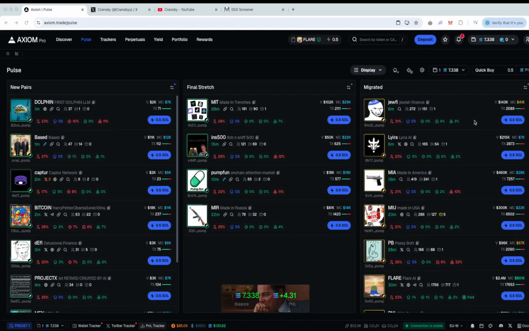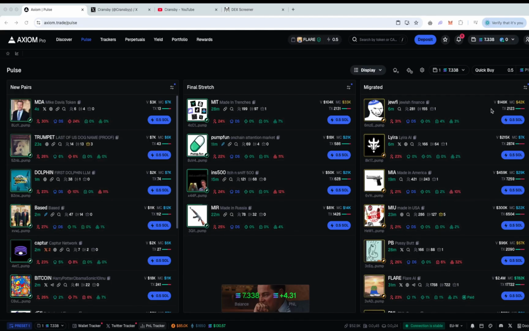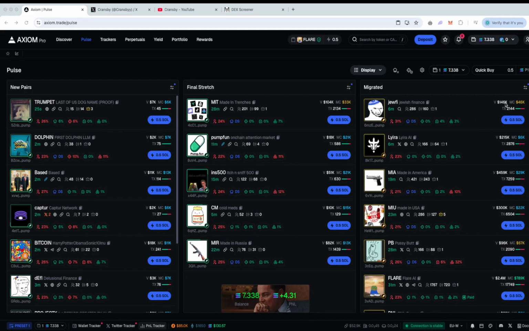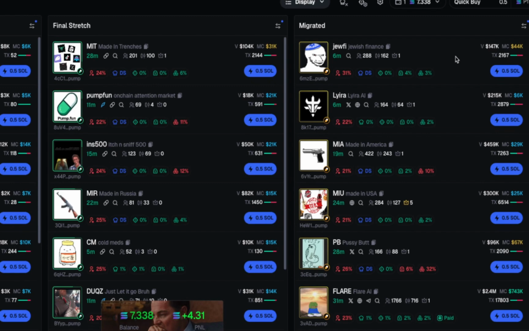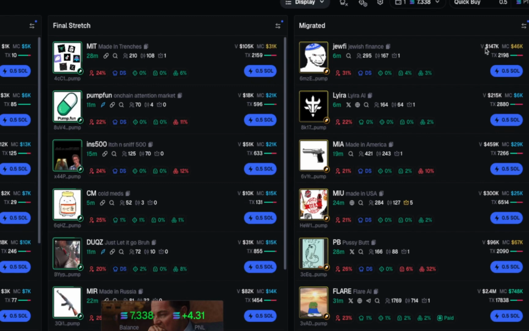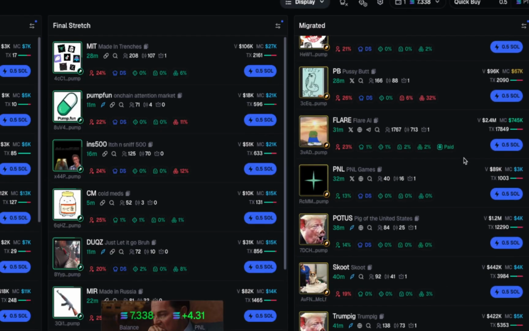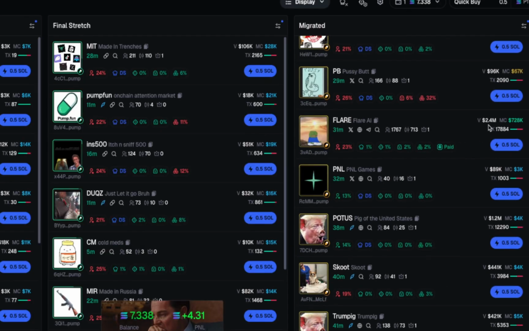So the first one, of course, is the volume. You don't want to jump in on the tokens which have really low volume, for example as this one. You don't want to risk it because you have a small portfolio and you want to build it up. So your main goal is to look out for tokens which have really good volume. For example, this one, 2.4 million volume.